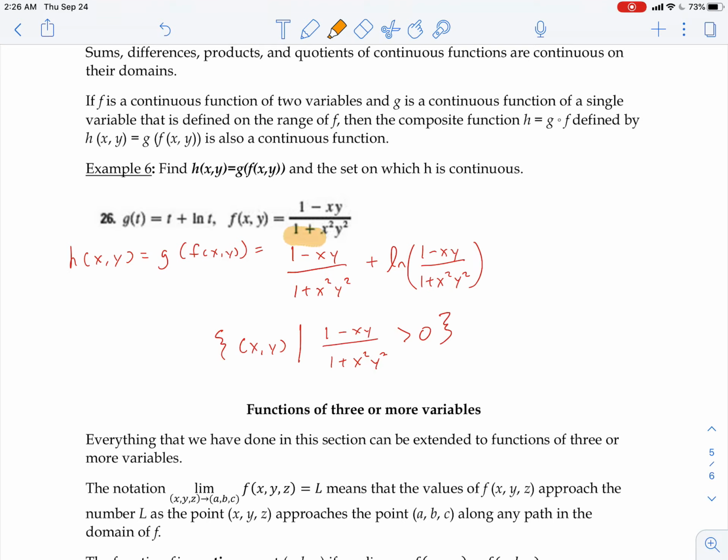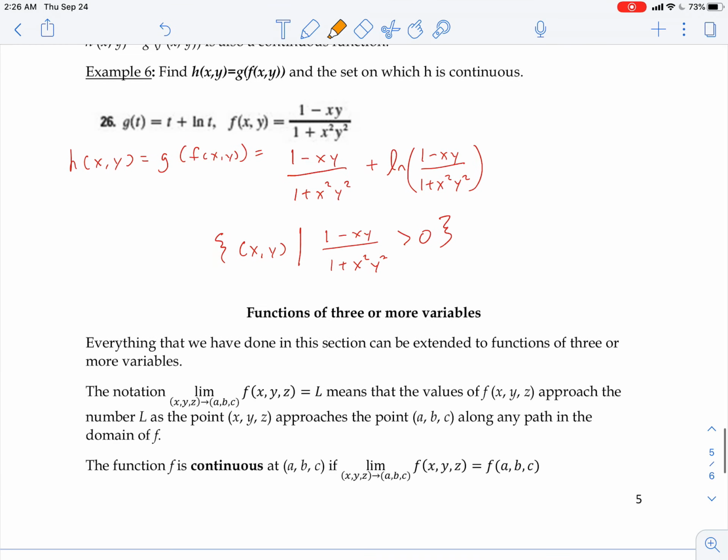Another thing that we notice is that we have a denominator. Notice underneath, the denominator is not allowed to be 0. But in this case, 1 + x²y² is never going to be 0. All right? And because it's never going to be 0, you don't have to say that 1 + x²y² cannot equal 0, because it's not going to equal 0. So, where is h continuous? h is continuous as long as (1 - xy)/(1 + x²y²) is greater than 0. All right? And that's it.